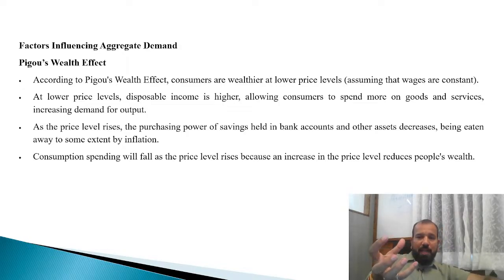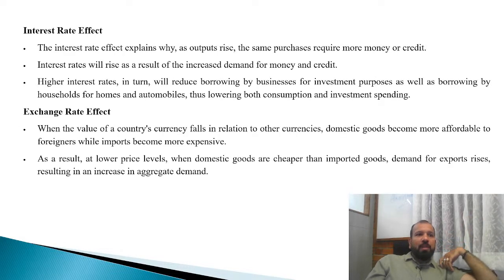The price of goods and services is lower, so whatever income we have will be more than enough to spend on those things. So automatically we will spend more. Automatically there will be more demand, more production, more employment generation. As the price level rises, the purchasing power of savings held in a bank account decreases, being eaten away to some extent by inflation. Consumption spending will fall as the price level rises. Clear? As the price level rises, consumer spending will fall. This is the wealth effect.